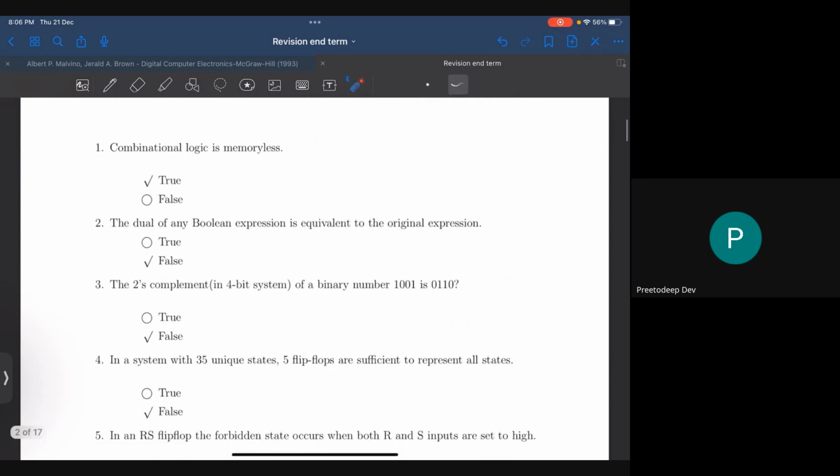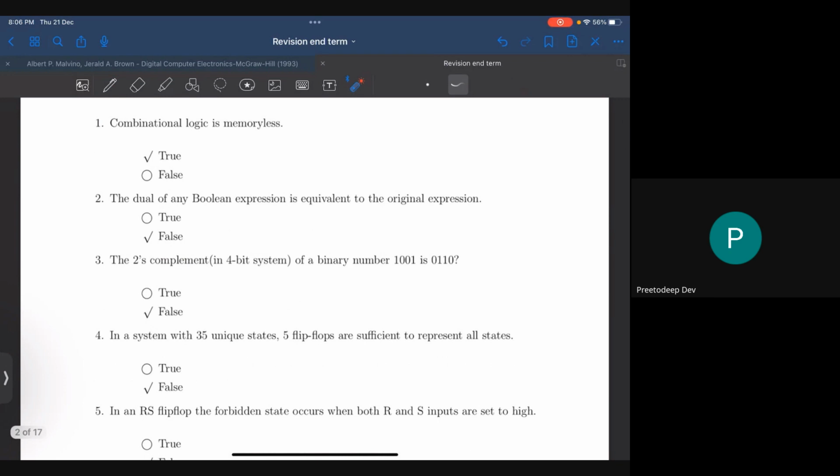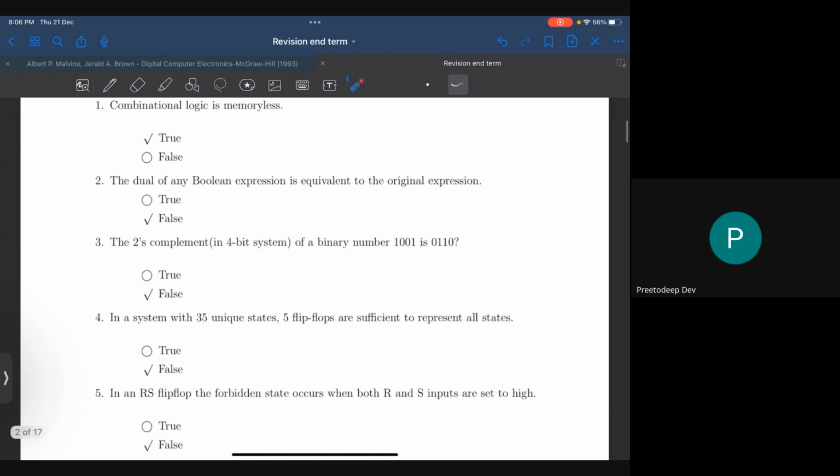Now let's solve the true false questions. They are very simple. Combinational logic is memoryless, right? So it will be true. The second question: the dual of any Boolean expression is equivalent to the original expression. It's false, right? Sometimes it's equivalent and sometimes it's not, so it's false.